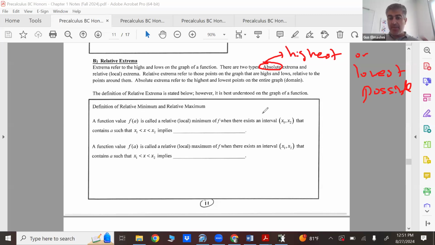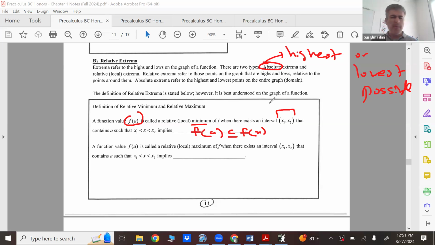If you have a confined interval, x1 to x2, and let's say f of a is the local min, then what this means is that as long as your x values are between x1 and x2, then f of a is less than or equal to f of x. That means that f of a is the lowest y value for any x in that region.